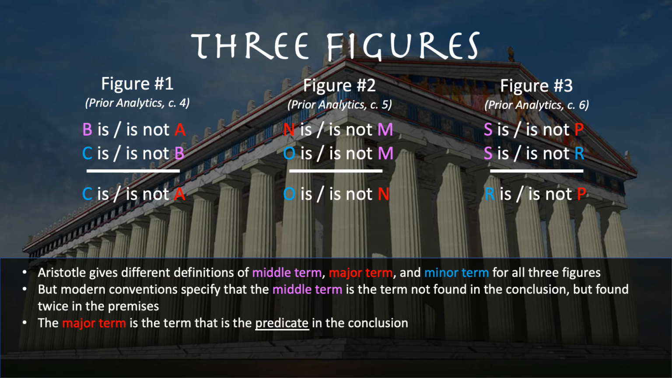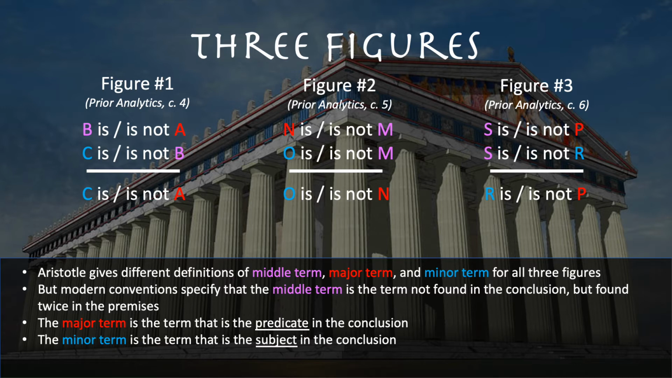The major term is the term that is the predicate of the conclusion. Something can be called the major term even when it is found outside of the conclusion and in the premises. For instance, the subject of the first premise in Figure 2 is called the major term because it is that same term which is the predicate of the conclusion.